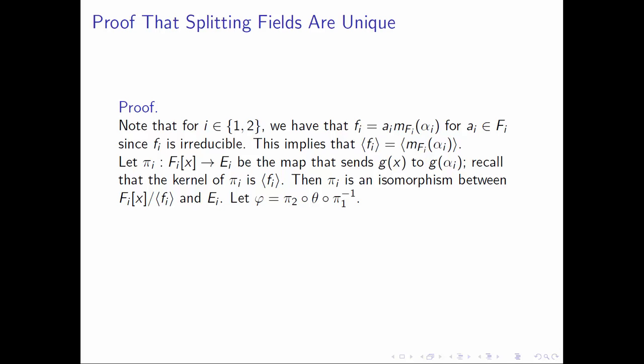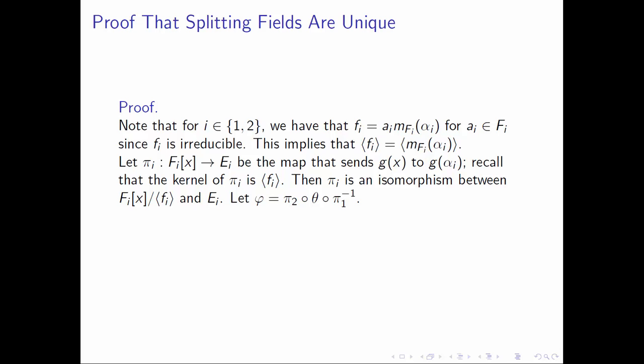As we saw in that lemma in the previous slide, the map pi_i is an isomorphism between F_i adjoined x modulo the ideal generated by f_i and the field E_i. So pi_i is a ring homomorphism from F_i adjoined x to E_i, but when we look at that homomorphism modulo the kernel, it becomes an isomorphism.